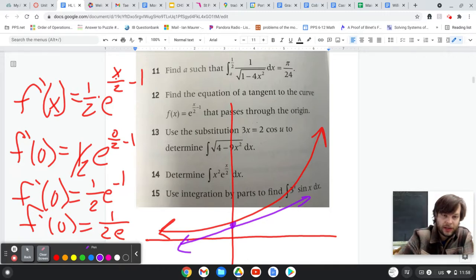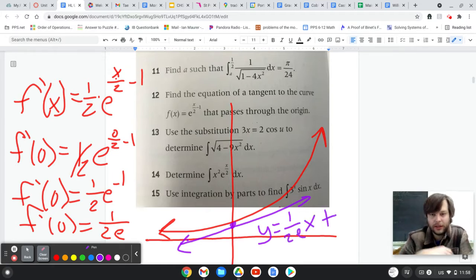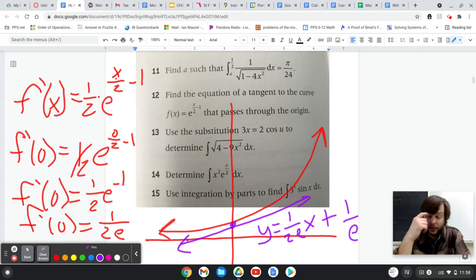This equation right here would be y equals 1 over 2e x plus, and then if I plugged in x equals 0, I would get e to the negative 1. So that would be the y-intercept. So it doesn't go through the origin. I really like that mistake, though, because you're thinking, tangent, derivative, origin, plug in 0. But the question says to find the tangent that passes through the origin.